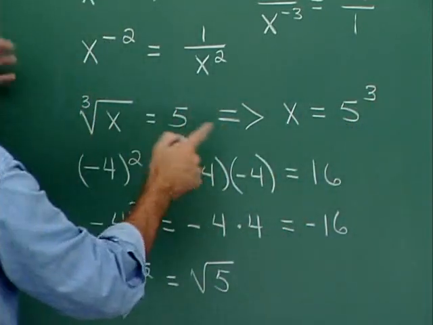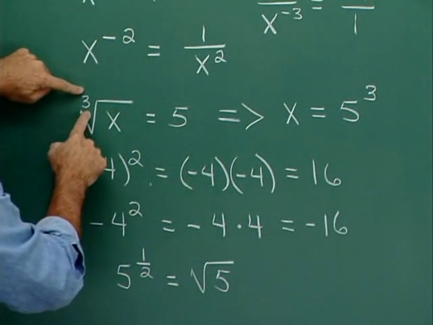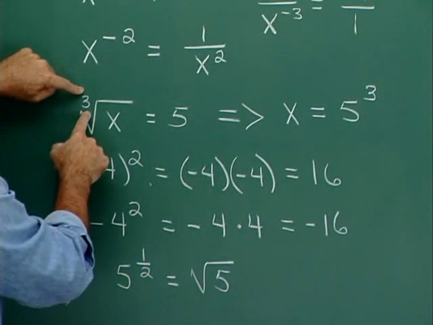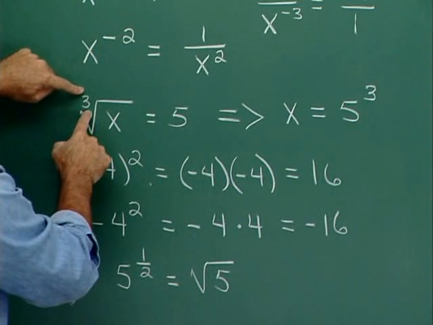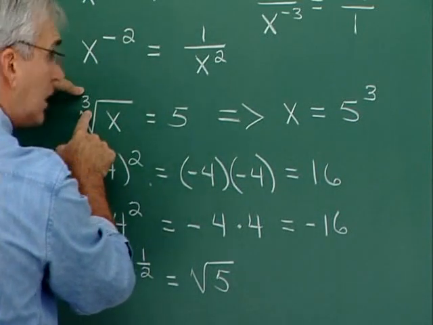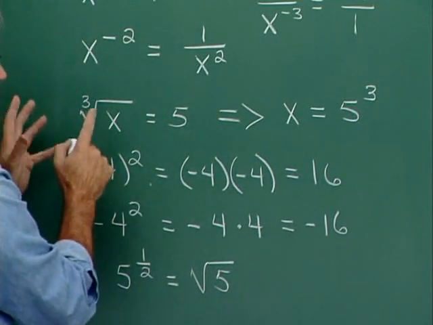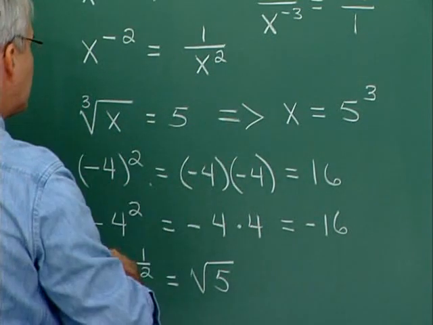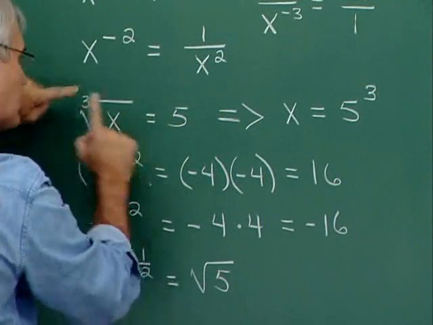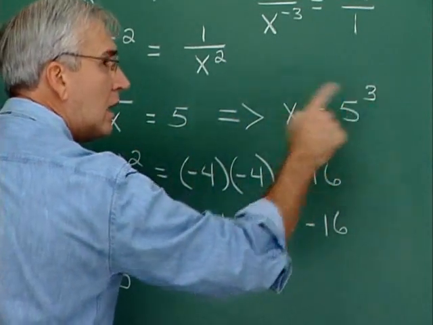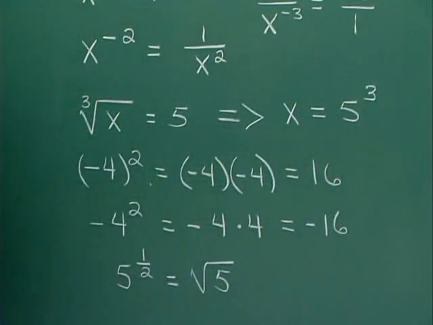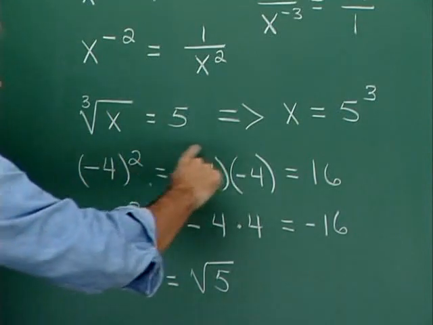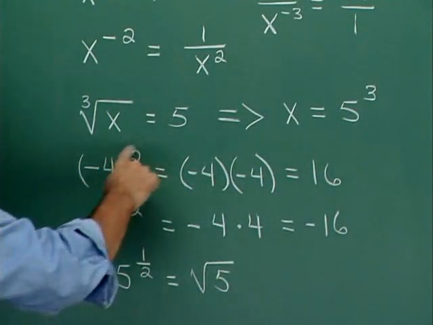Now, this would work equally as well if the index of the radical were 5 or 7 or 10 or 2 or whatever. You do the inverse operation by raising to this as an exponent on both sides, and so we'll have the index of the radical appearing as an exponent on the number to the right.